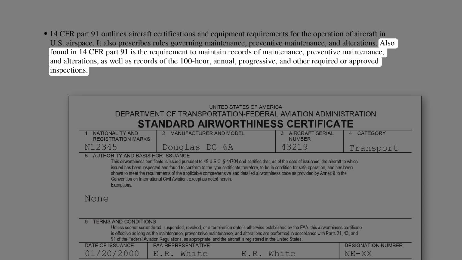Also found in 14 CFR Part 91 is the requirement to maintain records of maintenance, preventive maintenance, and alterations, as well as records of the 100-hour, annual, progressive, and other required or approved inspections.